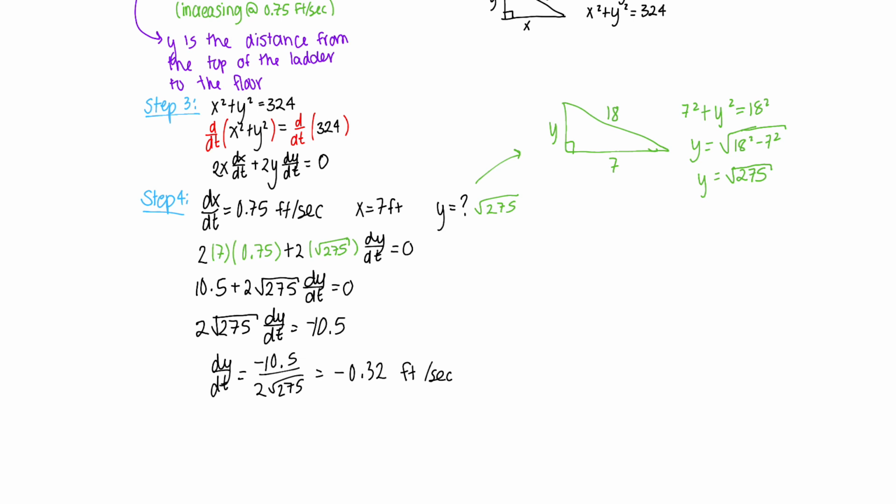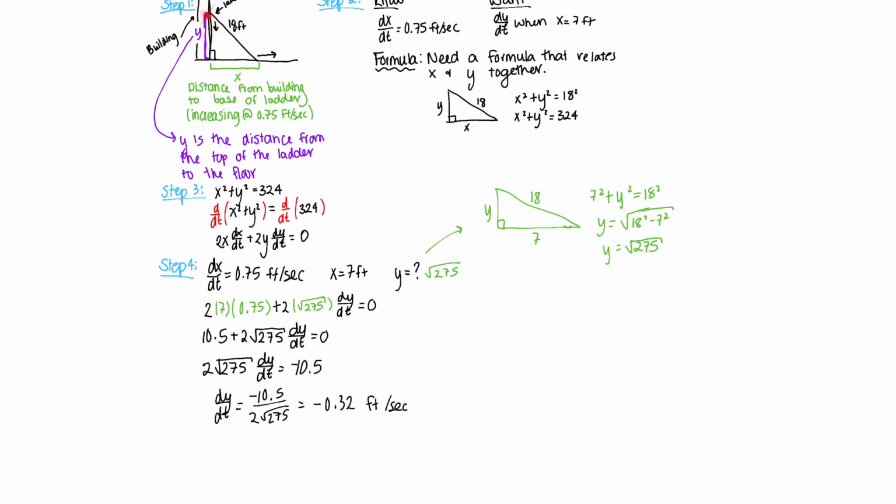Now you might be tempted to be like, all right, dy dt, we found it, good, that's it. You did, but you didn't. All right, so this is negative, and that makes sense because y is shrinking. If y is shrinking, your rate should be negative, which is great.